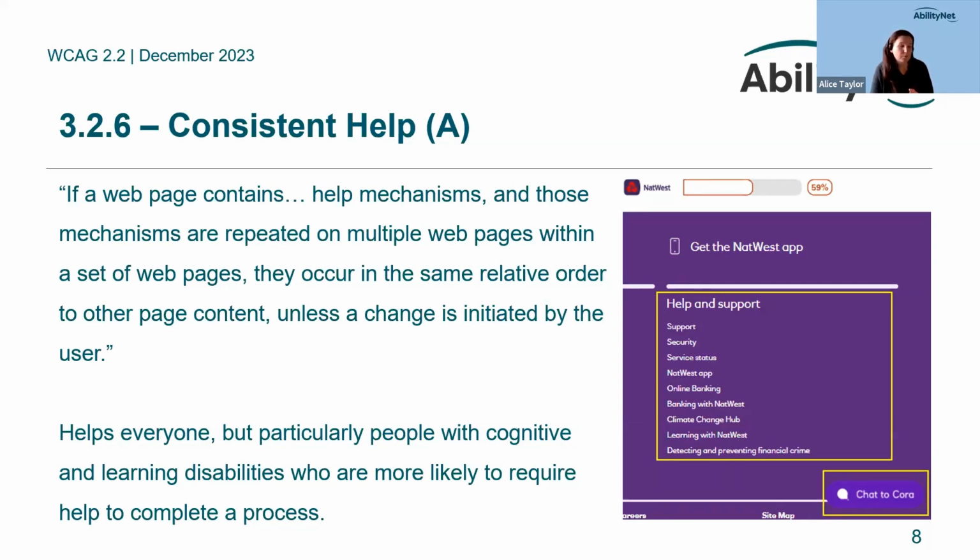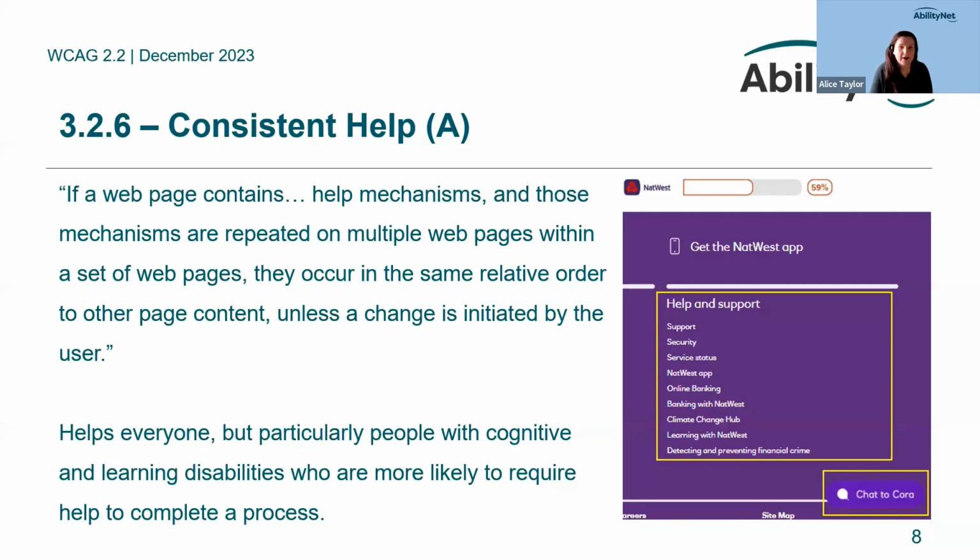We also want to think about what is a help mechanism as well. So there are different types of help mechanism, which could be on the page or via a link to a different page. So an example of a help mechanism could be human contact details. So this could be an email address or a phone number, for example. It could be a human contact mechanism. So this could be live chat with a person.